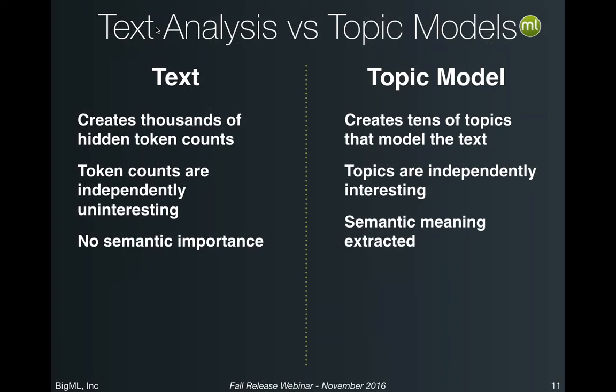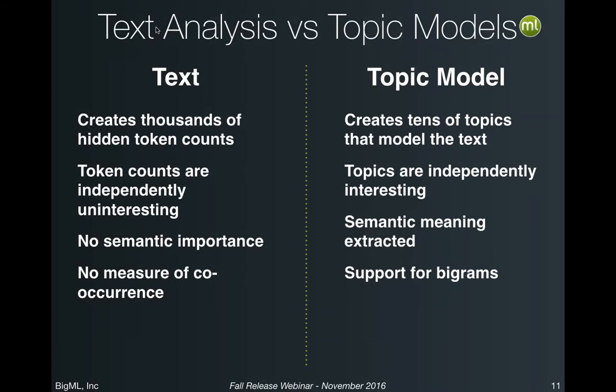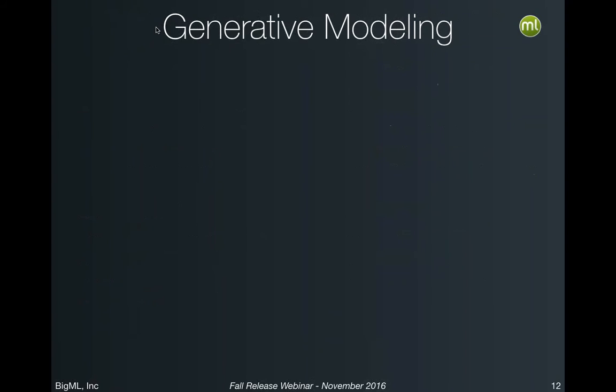Similarly, we don't really extract semantics when we use token counts. We just have these individual words, and whatever's around the words is unknown, right? But with topic models, we're going to find that the topics do have more definite semantics than the token counts do. And then finally, with text analysis, we're just looking at single words currently, and topic models are going to have support for bigrams, so support for pairs of words that occur in sequence, and using those as single tokens.